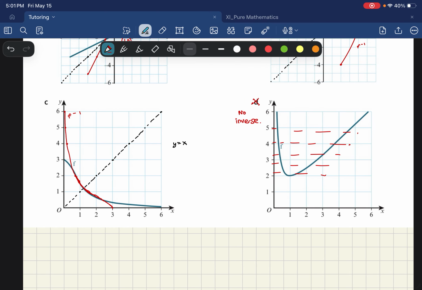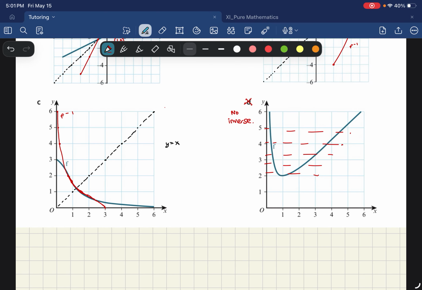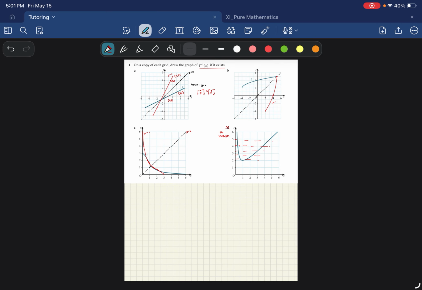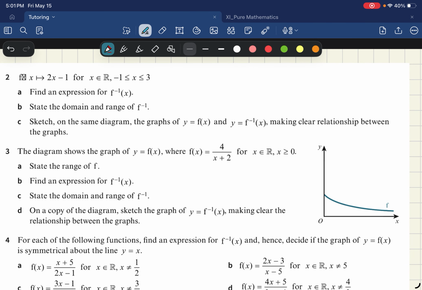So you just want to flip the blue graph over the line y is equal to x. Not this one, but this one is x. All right, so moving on to question 2.